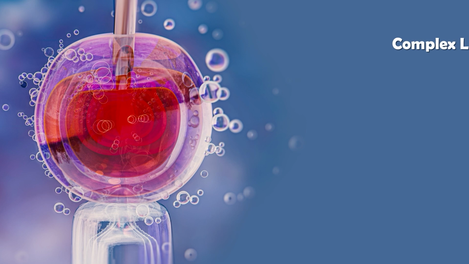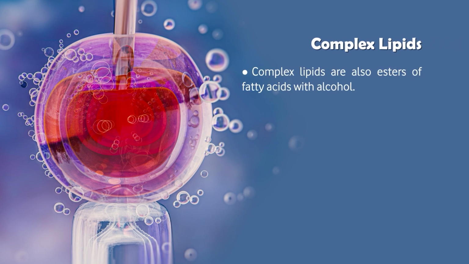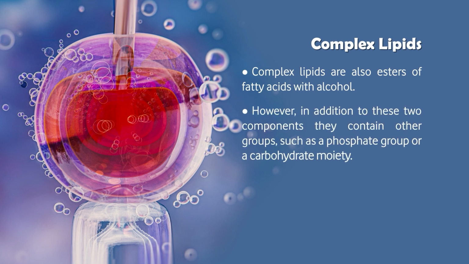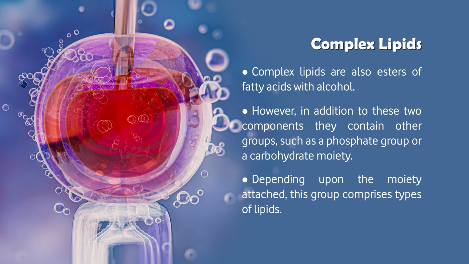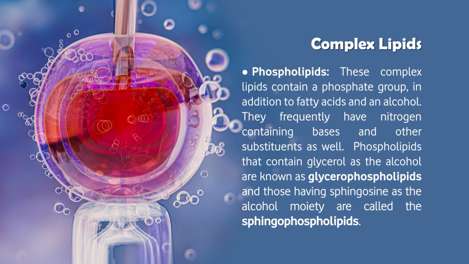Now, what are complex lipids? Complex lipids are also esters of fatty acids with alcohol. However, in addition to these two components, they contain other groups such as a phosphate group or a carbohydrate moiety. Depending upon the moiety attached, this group comprises types of lipids like phospholipids. These complex lipids contain a phosphate group in addition to fatty acids and alcohol. They frequently have nitrogen containing bases and other substituents as well.